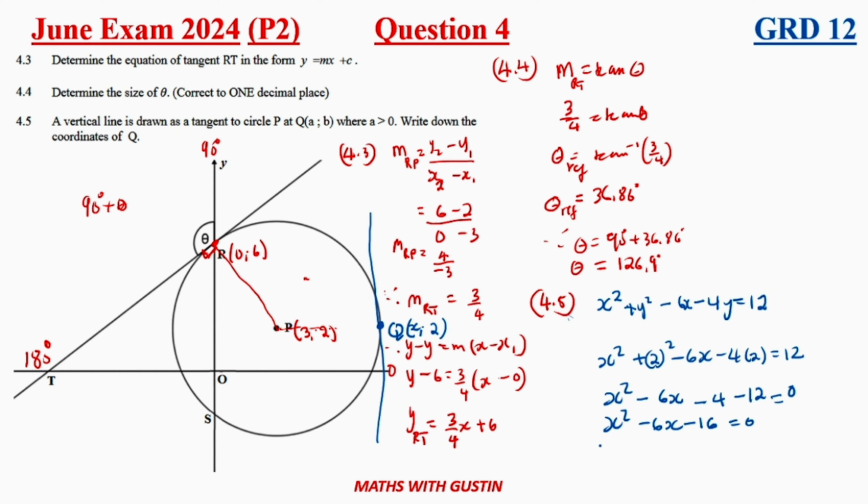Okay, so you factorize here, guys. We are looking for two numbers, negative 8 and plus 2. x is equal to -2 or x is equal to 8. -2 we already have, so therefore we would know that the coordinates of Q are equal to (8, 2). Right, let me know what you think, guys. If you're not getting it, please let me know. Okay, let's move right along, moving to 4.6.